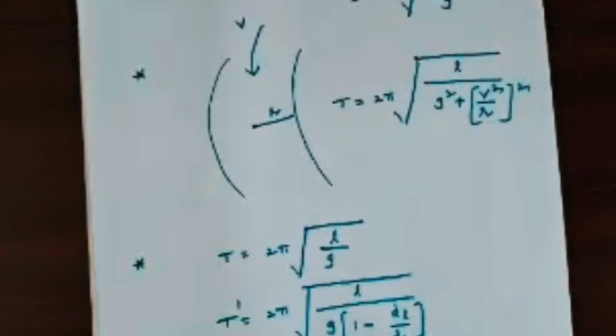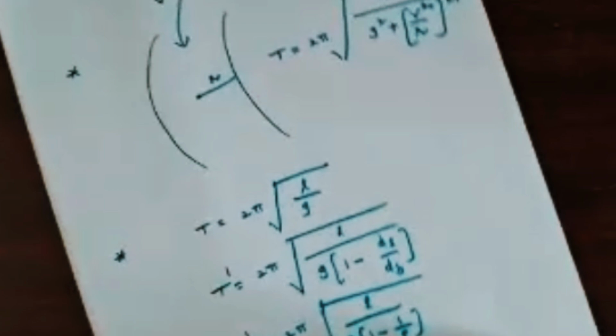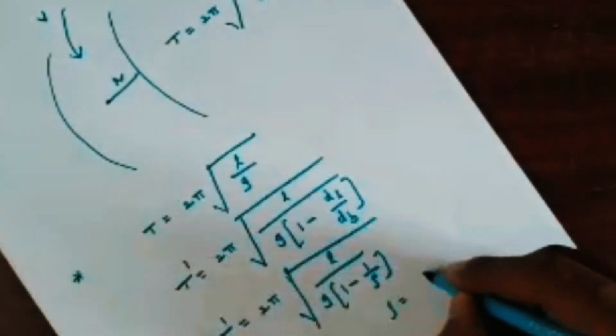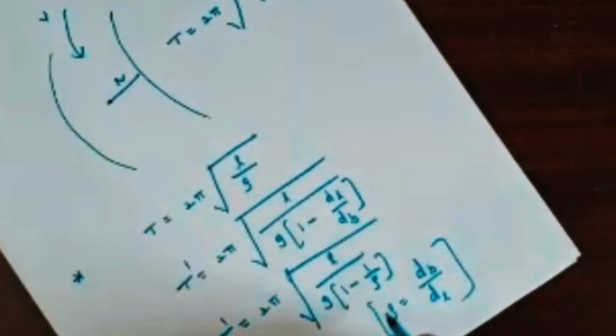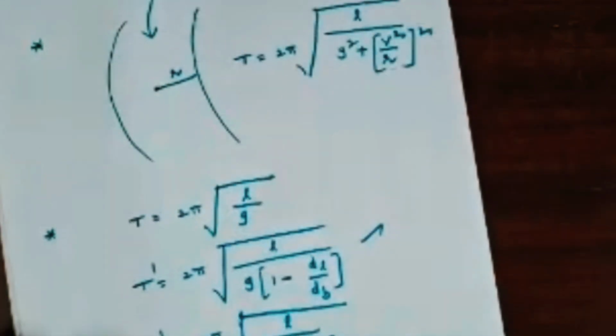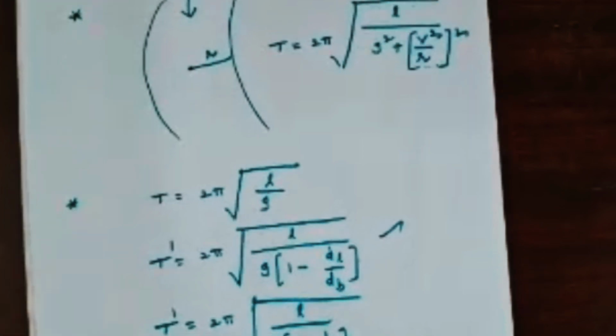Here rho is nothing but specific gravity of the bob. Specific gravity rho is equal to, what's the formula? Rho is equal to density of the body by density of the liquid. So if you write density of the body by density of the liquid, the fraction can be reversed, and again you will get the same formula. Like this, we can consider some of the applications related to the simple pendulum.